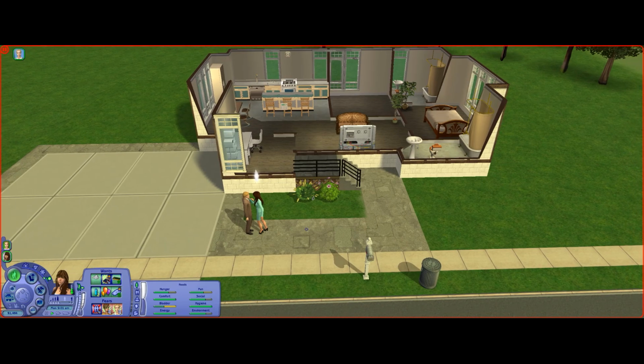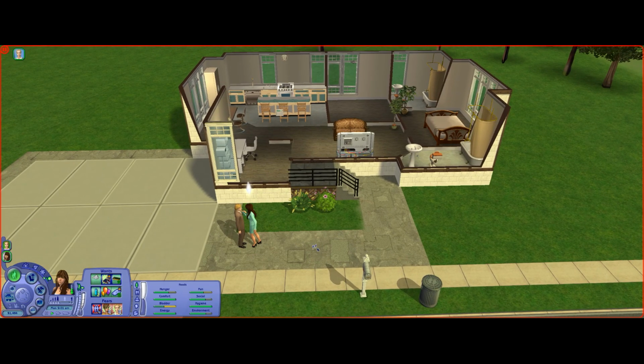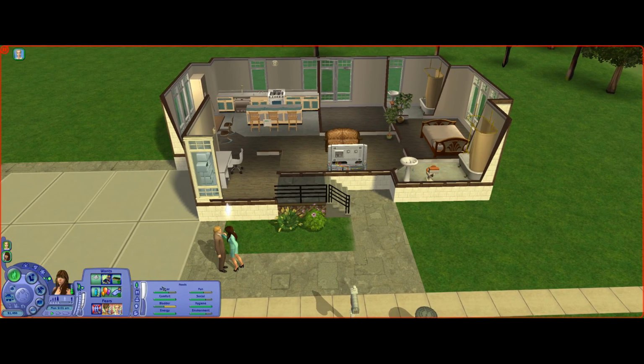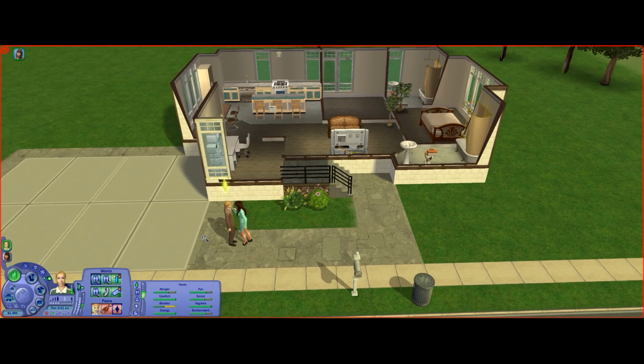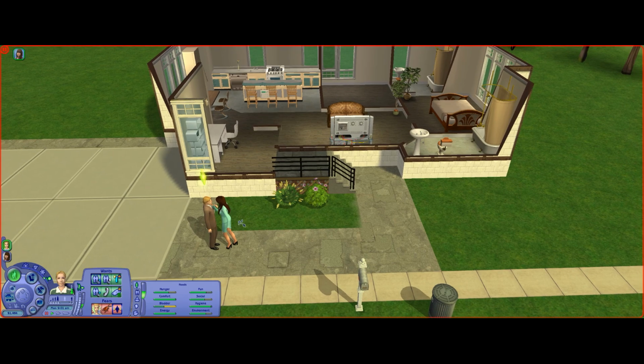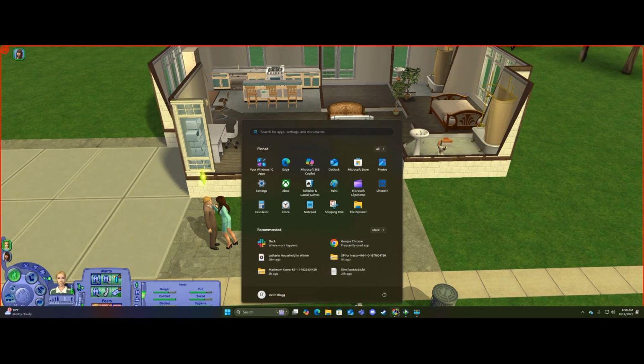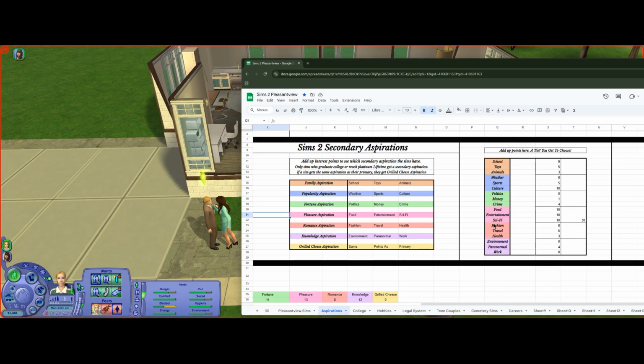And there we go. Now both Bo and Georgia have both their primary and their secondary aspirations all set up for them. Oh my gosh, Georgia. I can't believe you got it.